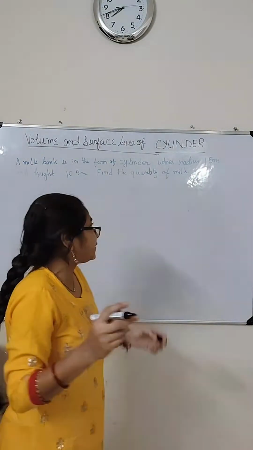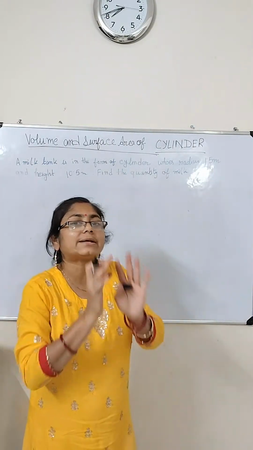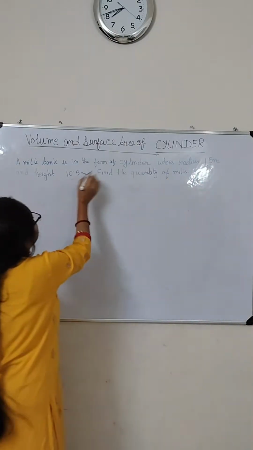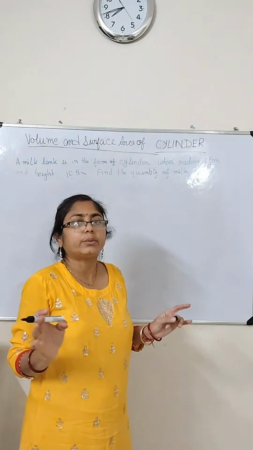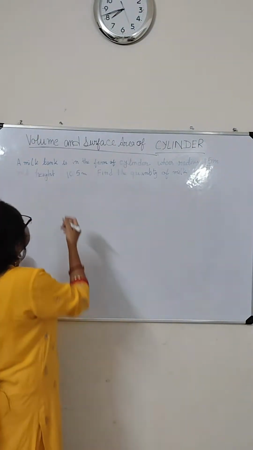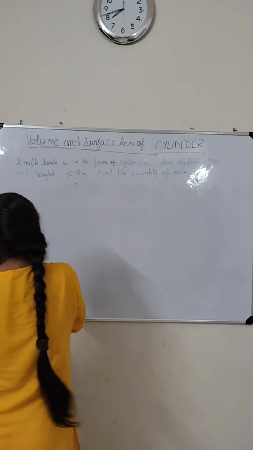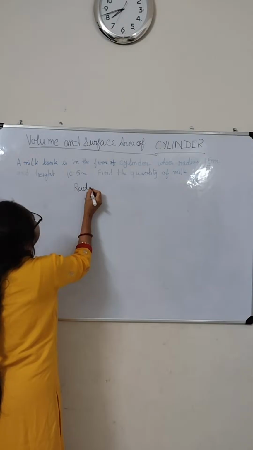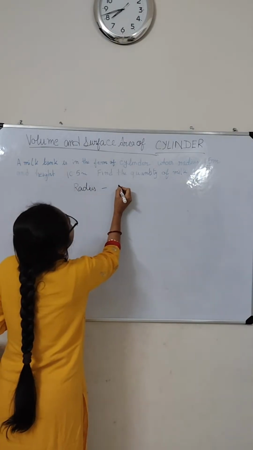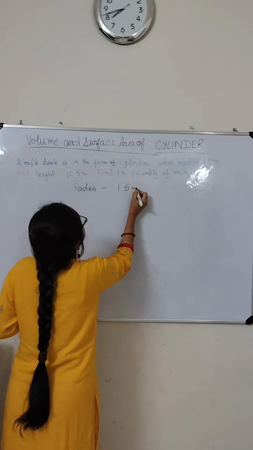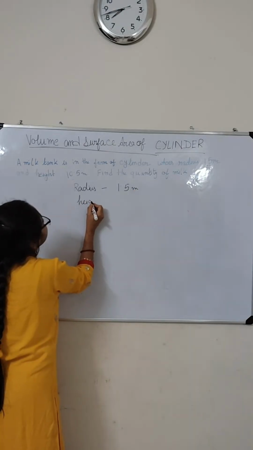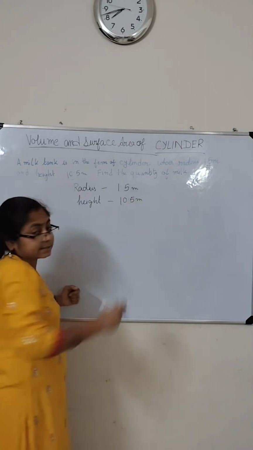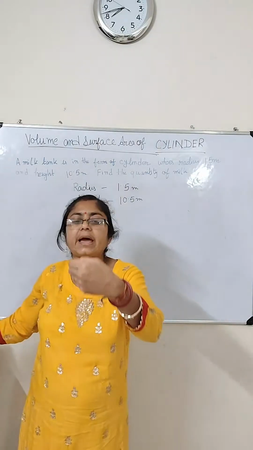First you check whether all the units are the same or not. Here one unit is meter and another unit is meter. Okay, both are in meters. So how can you write? First you write radius 1.5 meter, height 10.5 meters. Question: suppose you think there is a cylinder.